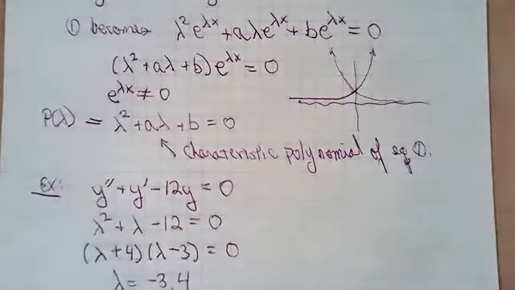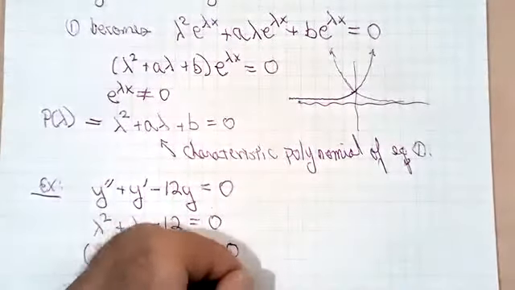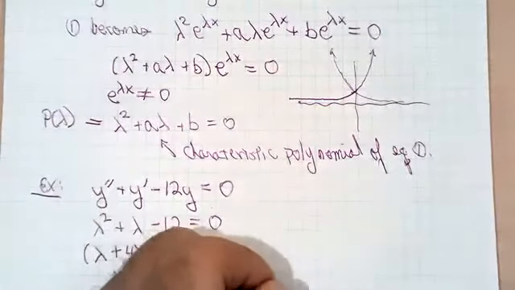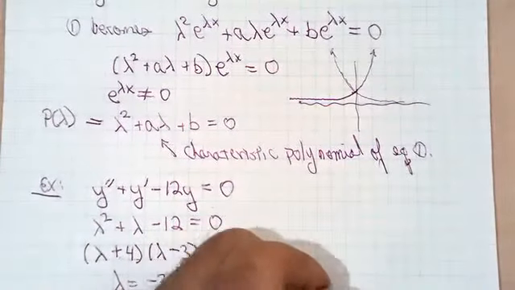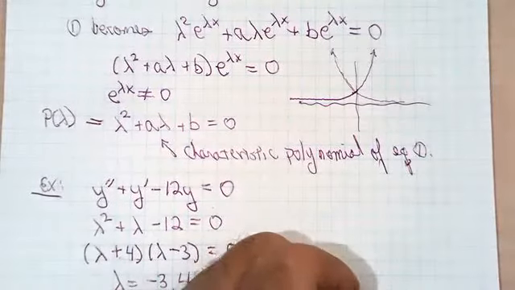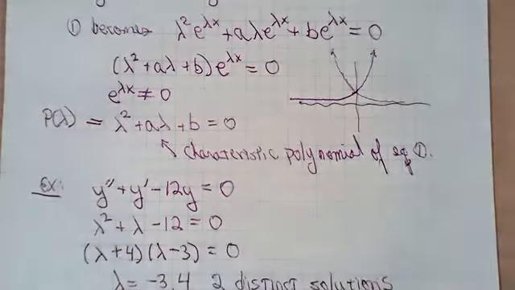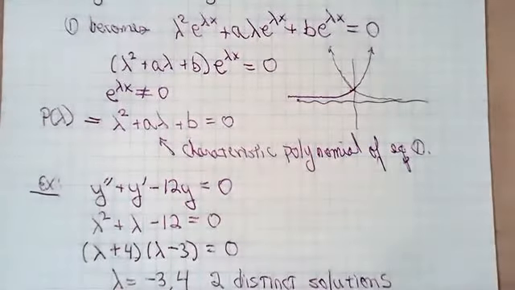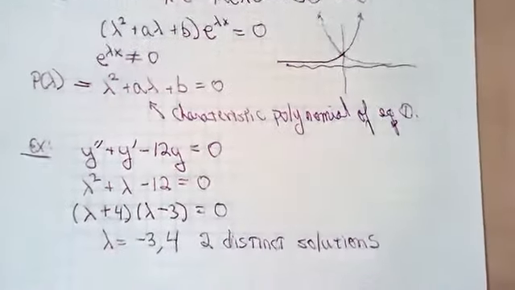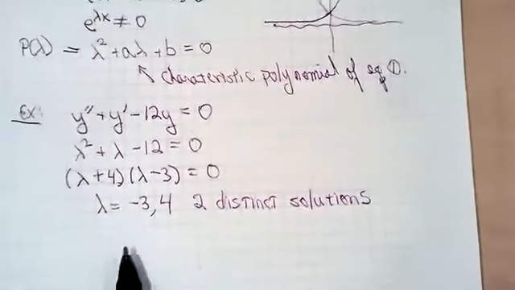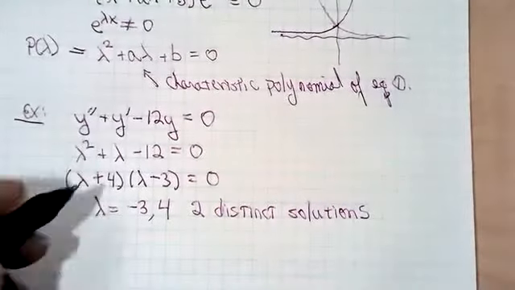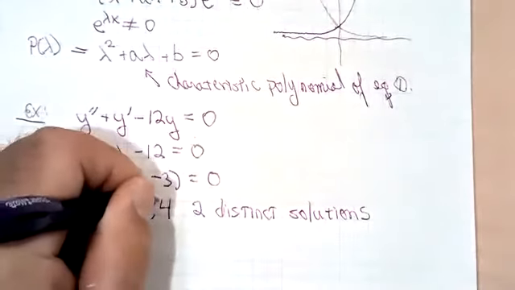We have 2. This is the example of 2 distinct solutions. In other words, 2 solutions that are not equal to each other, and they're real. So where did we? 3 and -4, right? Yeah, 3 and -4. Oh my goodness, I wrote the negatives down.